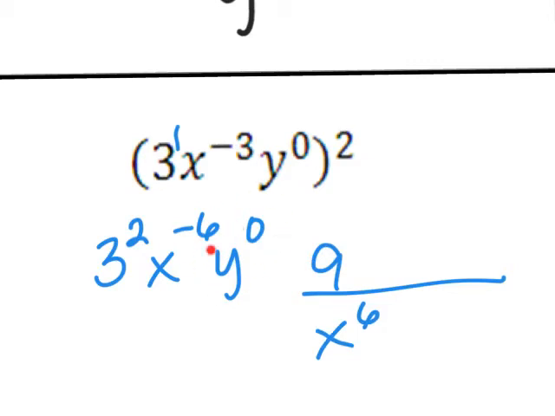Don't say 0. Anything to the 0 power is just 1. So really we could put a times 1 up here, but we know that 9 times 1 is just 9, so we really don't need to do that. So it would be a little cleaner just to have the 9 there. And your answer would be 9 over x to the 6th.